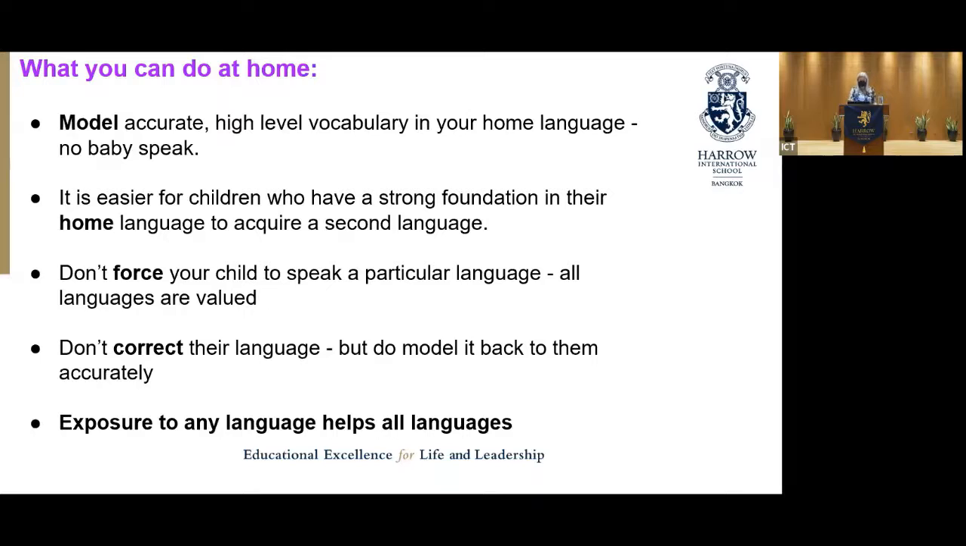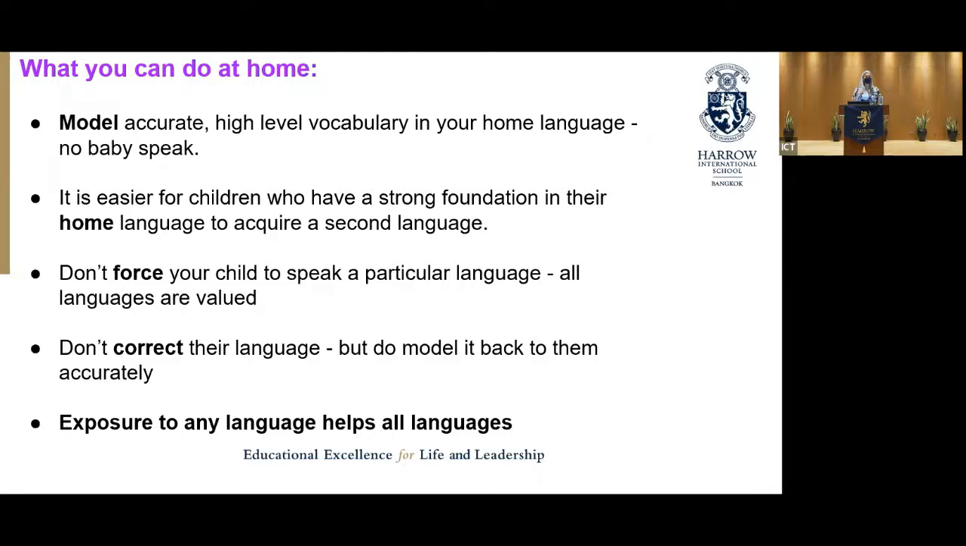Okay, so what you can do at home: modeling accurate language, high-level vocabulary, no baby speak. Please don't speak to children like they're babies, because if we're speaking to them like they're babies, that's the language they're exposed to, that's the language they're acquiring. So use proper language with them, whatever language it is, with accurate grammar and accurate vocabulary.